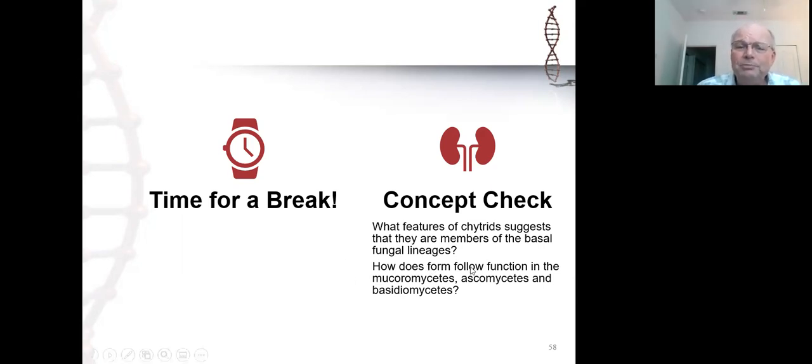So here are the two concept check questions, and I'll see you on the other side of the break for the answers to these two questions. So what features of chytrids suggest that they are members of the basal fungal lineages? And there's one feature that's really obvious for that. How does form follow function in the mucoromycetes, the ascomycetes, and basidiomycetes? I'll see you on the other side of the break with the answers.